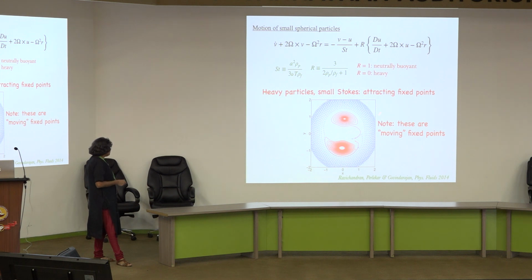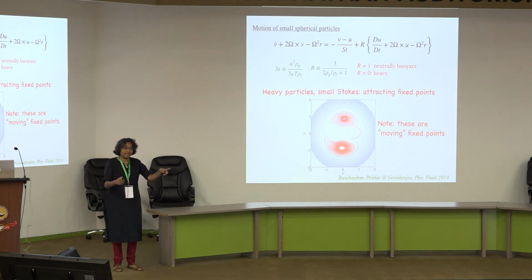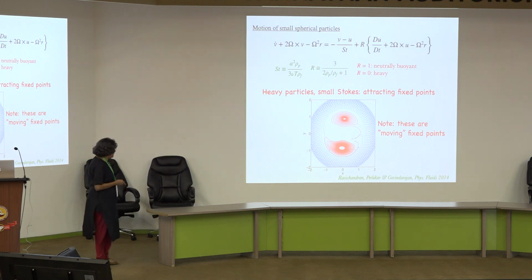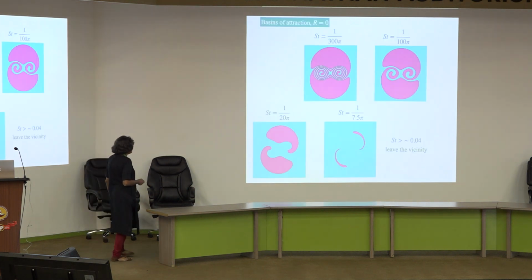That is very interesting for turbulent flow. So instead of KAM tori, you got them converted to attracting fixed points. Note that these are moving fixed points in the sense that my entire coordinate frame is rotating. So this fixed point is not fixed in lab space, it's actually rotating like that. Particles are clustering there and rotating like that. And these are the basins of attraction to those attracting fixed points.